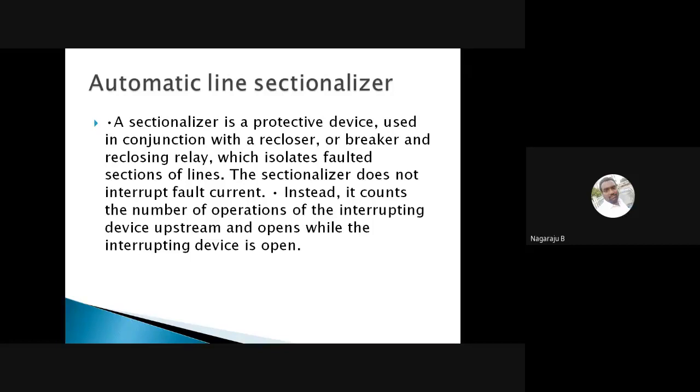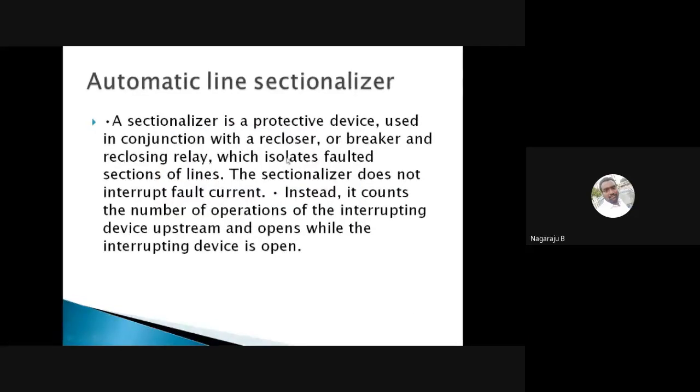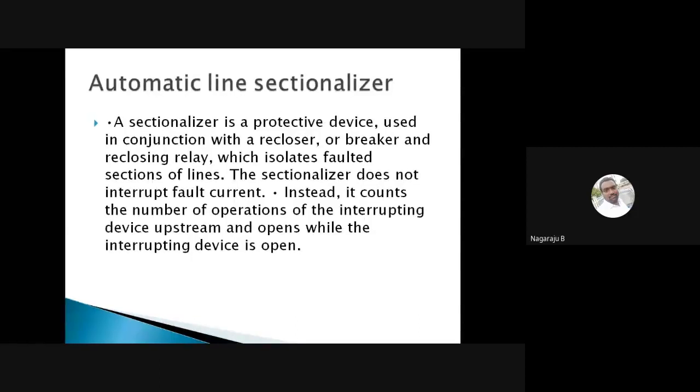So this automatic line sectionalizer is also an auto overcurrent protecting device installed only with a backup circuit breaker or recloser. It is a protecting device used in conjunction with a recloser or breaker. With a backup of the circuit breaker and recloser, you are going to have a line sectionalizer.